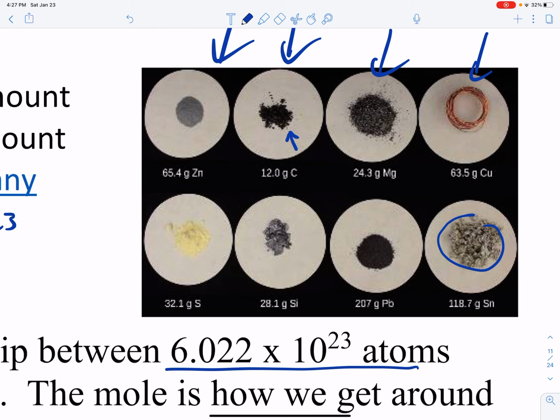Just because we're saying that it's 12 grams and we're saying that that's 1 mole, it takes 65 grams of zinc to get that many atoms up to a mole. And it takes 24.3 grams of magnesium. It takes this many grams of copper.